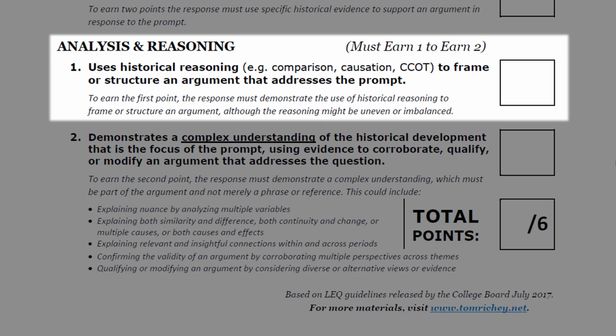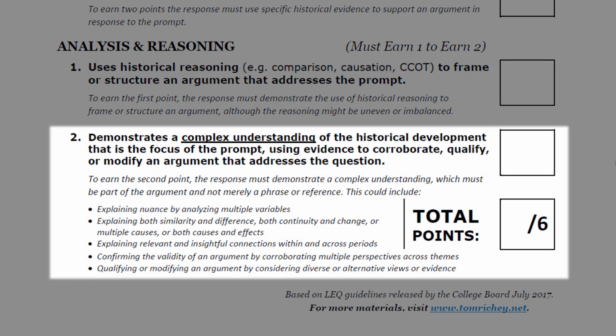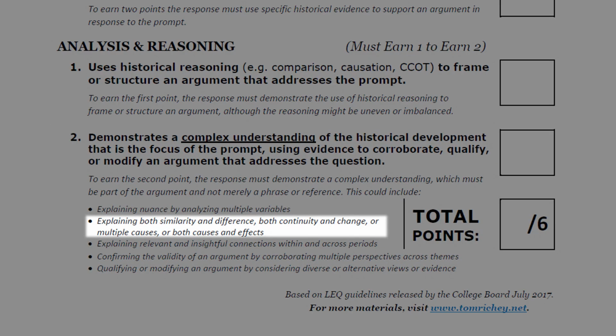And then finally, demonstrates complex understanding of the historical development that is the focus of the prompt, using evidence to corroborate, qualify, or modify an argument that addresses the question. Now, this is identical to the DBQ. There are several ways that you can earn this point, but for the LEQ, my best advice would be to focus on explaining both similarity and difference, both continuity and change, or multiple causes, or both causes and effects. I think that the best way to earn this point is going to be to do this on the LEQ.